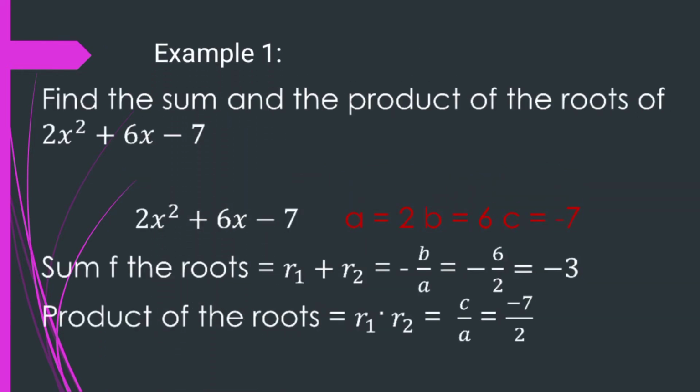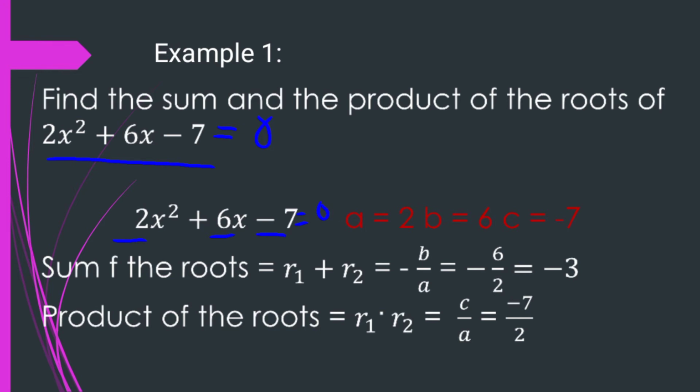Let's have an example. Example number 1, find the sum and product of the roots of 2x squared plus 6x minus 7 equals 0. We are just going to identify first the values of a, b, and c. The value of a is 2, the value of b is 6, and the value of c is negative 7.